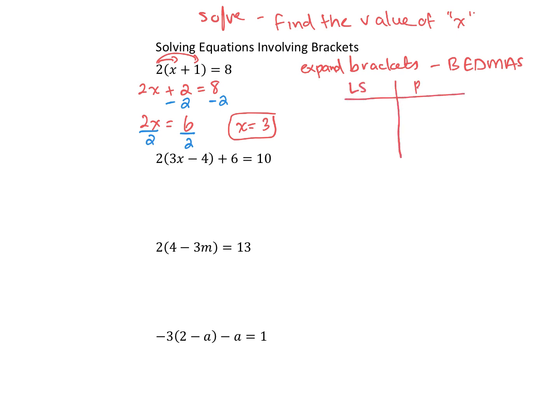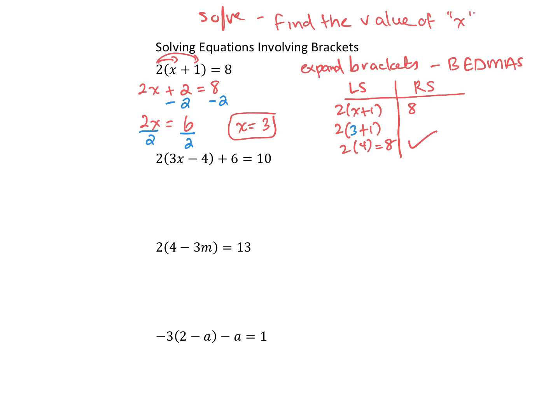And then we want to check our answer. So I can check my answer using a left side, right side check. Remember, we're going to write the original question. And then we're going to sub in the value that we think x is. We think x is 3. So I'm going to put that in for x. 3 plus 1 is 4. 2 times 4 is 8. Left side equals right side, so my answer is correct.